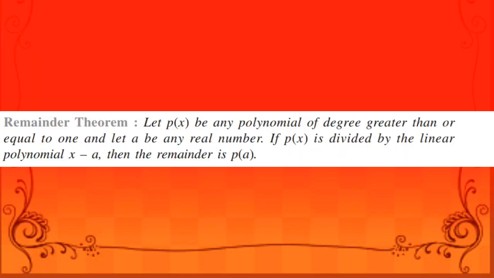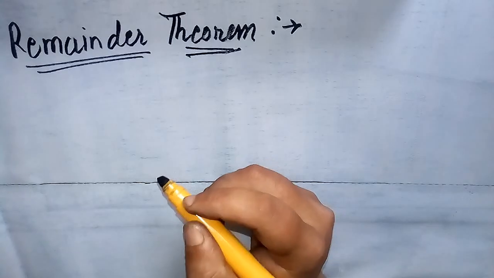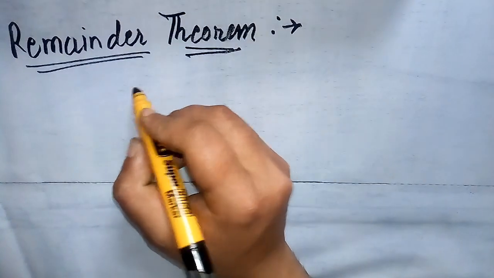So now let us see the statement of the theorem. Let p(x) be any polynomial of degree greater than or equal to 1 and let a be any real number. If p(x) is divided by the linear polynomial x minus a, then the remainder will be p(a). So remember this statement: p(x) is divided by a linear polynomial x minus a, and the remainder will be p of a. How do we prove it?